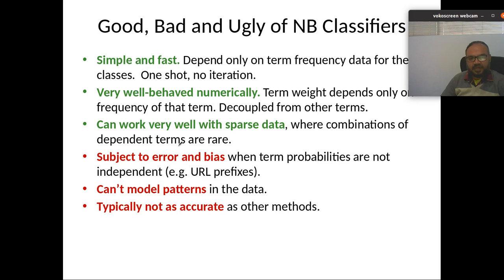The bad thing about the naive Bayes classifier is that it's subject to error and bias, specifically because the fraction of counts is not exactly equal to the actual probabilities, and in actuality the term probabilities are not independent. For example, in URL prefixes there might be dependencies among the features. It can't model patterns in the data, and typically it's not as accurate as other methods.